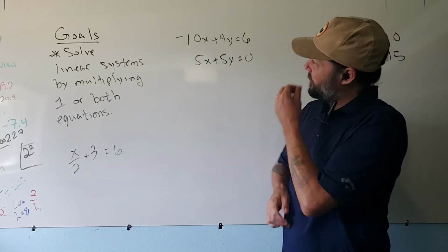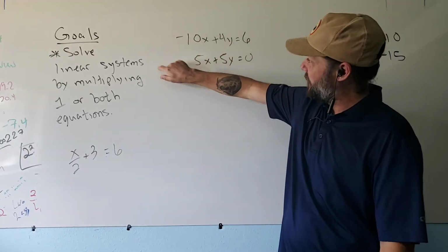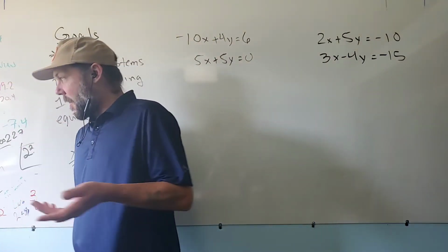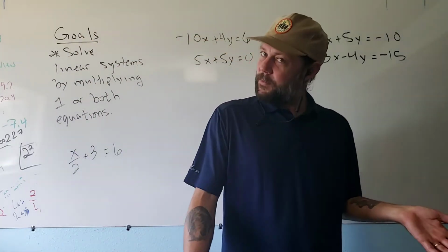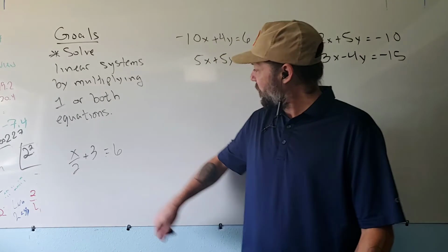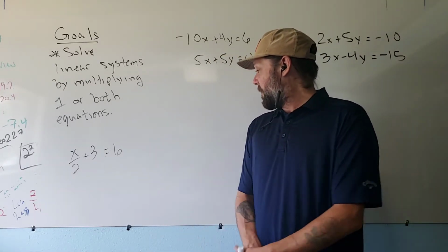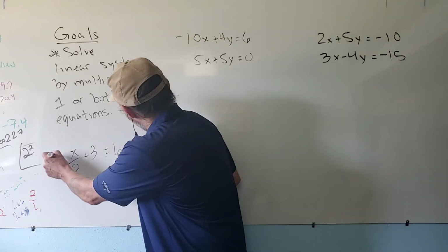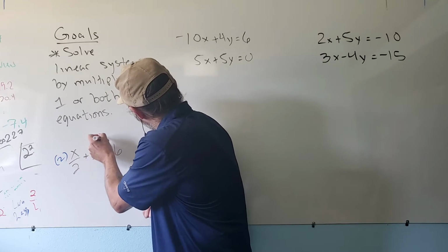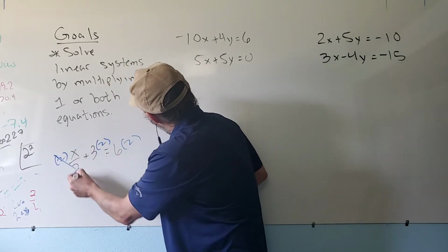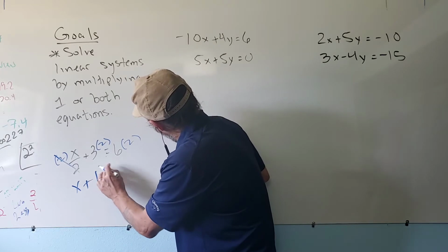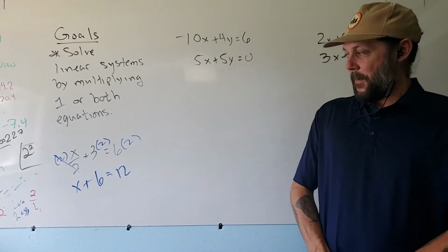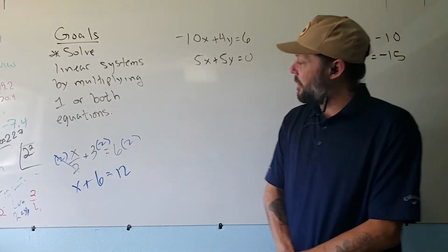So the first goal is we're going to solve linear systems. Our only goal is we're going to solve linear systems by multiplying one or both equations. And I want to remind you that we already know how to multiply one or both equations. Back when we were solving equations that had fractions, our very first step would be to eliminate the fractions. If we multiplied everyone in the equation by 2, we picked a number that makes the fraction cancel. Right, we would go about finishing solving that. So you guys are well aware that we can multiply an equation by a number.